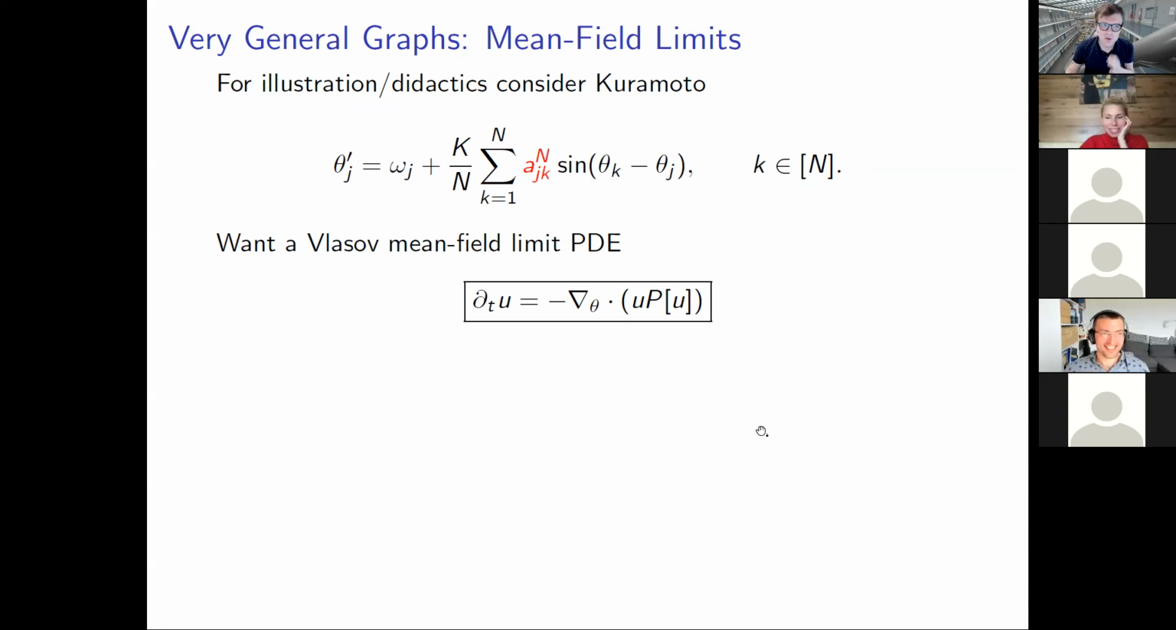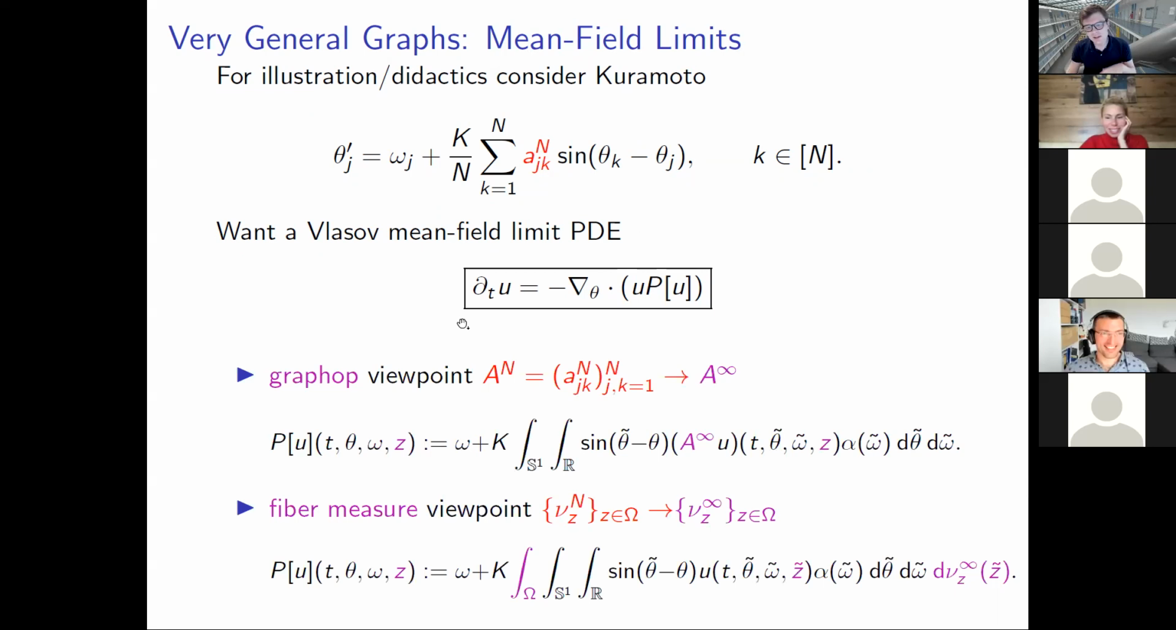That's fine. How do you do this now? How do you incorporate graphops into mean field limits? Well, you say, suppose now the a_jk^n are not necessarily given by a graphon, but are given by a more general graph object that you're expecting in the limit as n tends to infinity. How should these a_jk^n show up, when n tends to infinity, in the Vlasov equation? Well, there are two viewpoints.